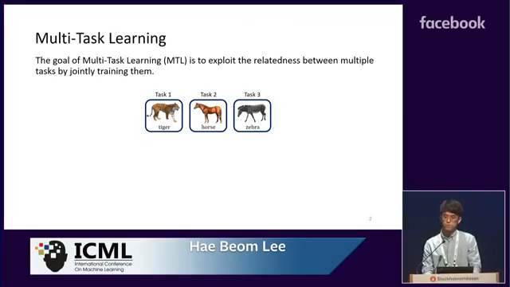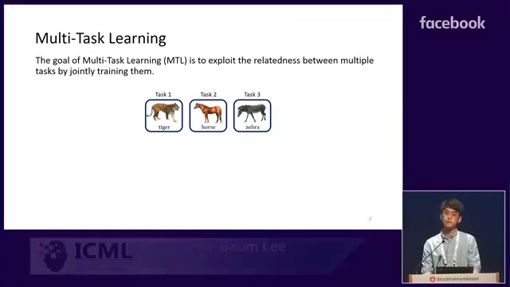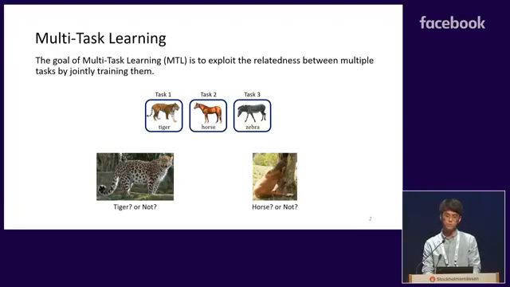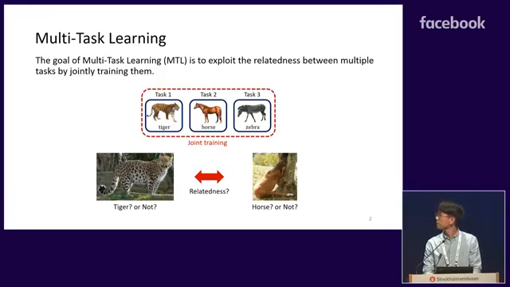First of all, we start by discussing what multitask learning is. Suppose we are given 3 tasks, tiger, horse, and zebra. And each task is to classify an input image into one of 3 animal classes. Then the goal of multitask learning is to exploit the relatedness between multiple tasks by jointly training them.